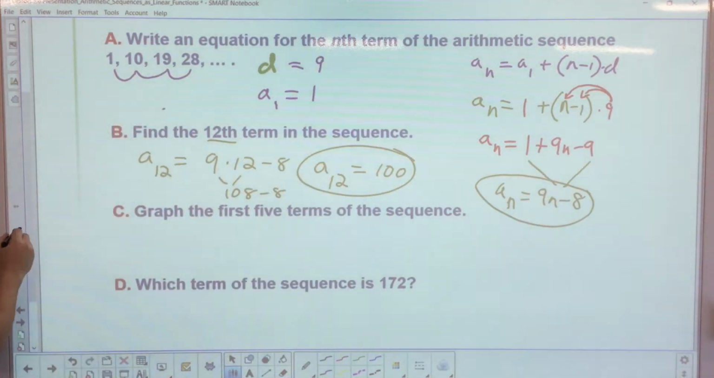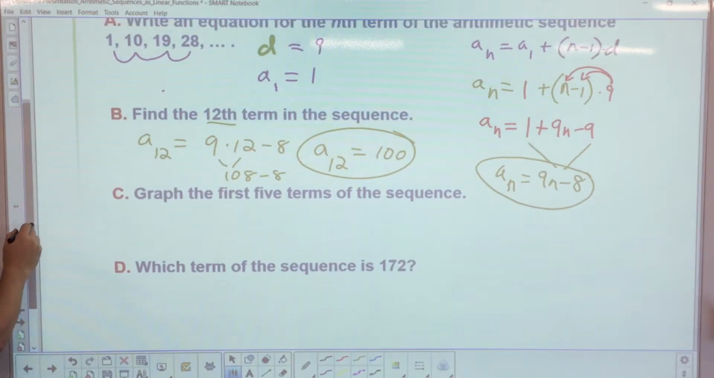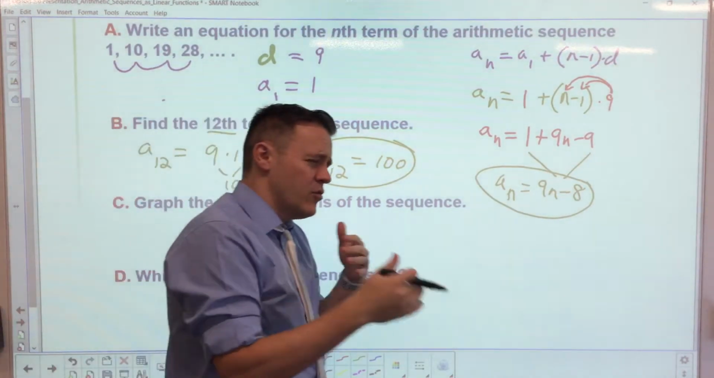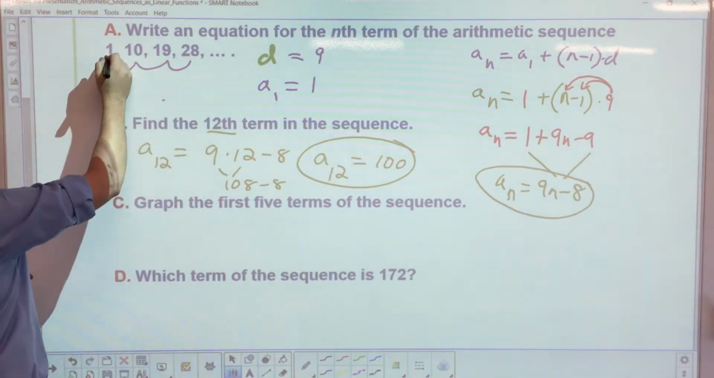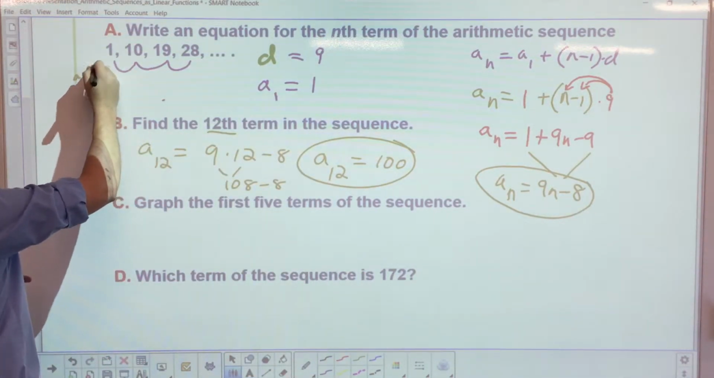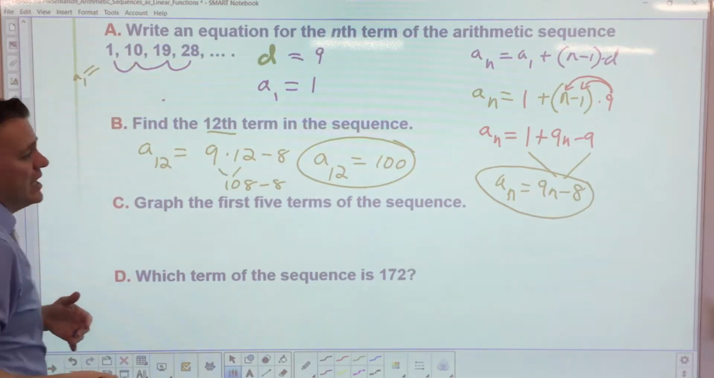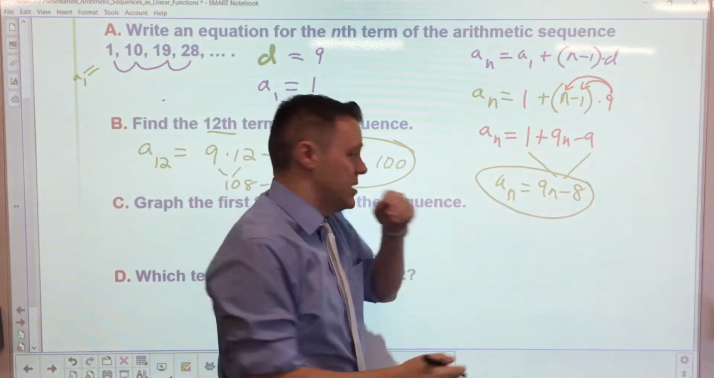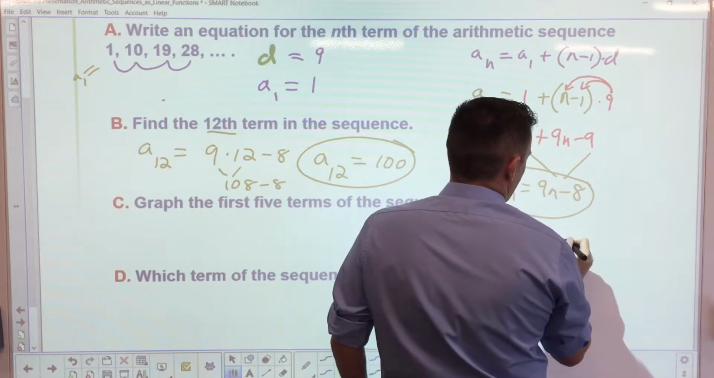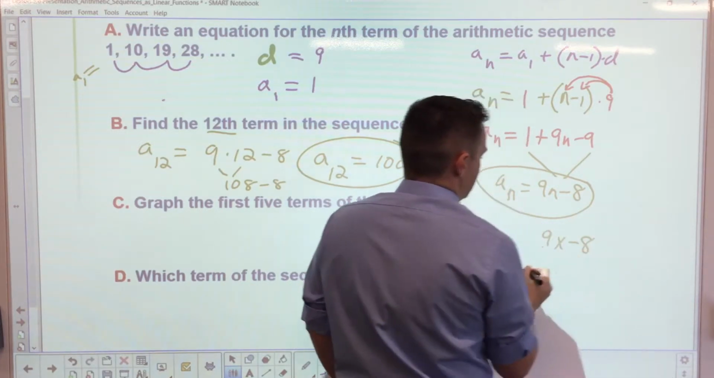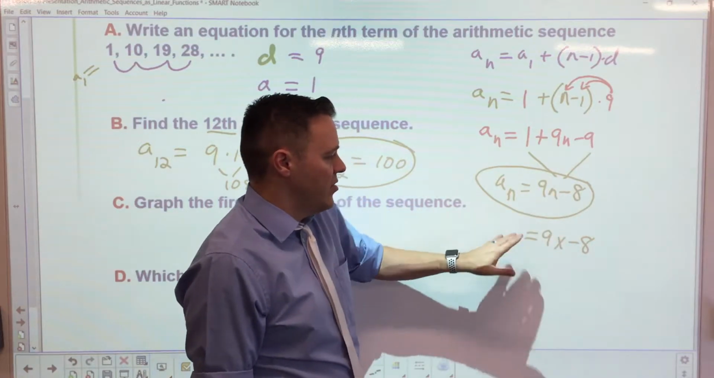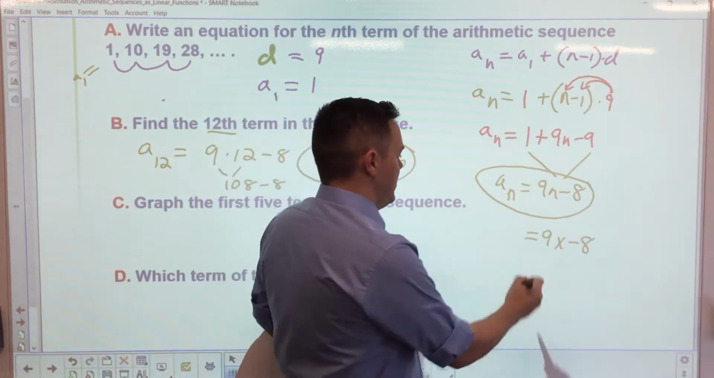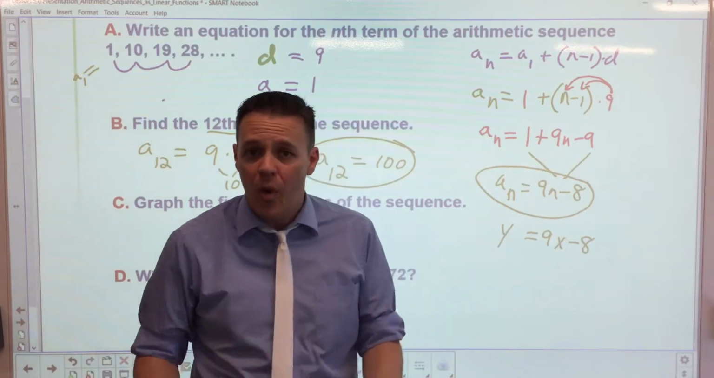All right, so now you want to graph the terms. Graphing is kind of graphing the dots. What I mean by that is, if this is a sub 1, the first number, technically we could rewrite this equation and graph it as 9x minus 8 equals. If we replace the n with an x, the only other variable we need to create a linear equation would be y.